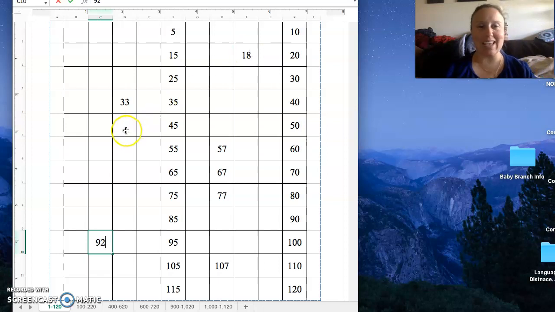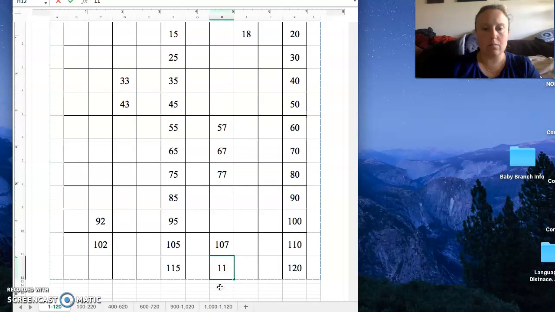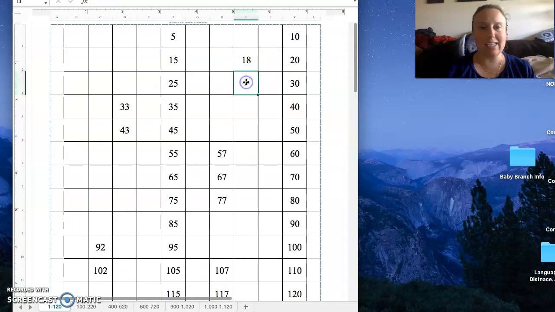Back again. Okay, so let's go over the answers. 10 more than 33 is 43. 10 more than 92 is 102. That one was tricky. 10 more than 107 is 117. If it lets me fill it in. Come on. How odd. There we go. And 10 more than 18 is 28. Did you get the correct answers?